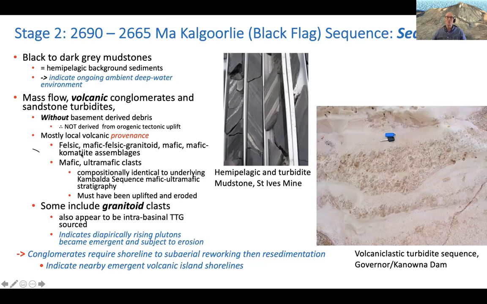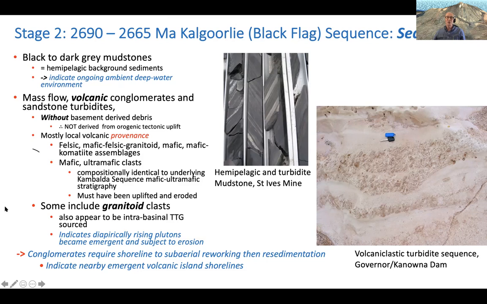There are different compositional associations, from purely felsic to mixed felsic to granitoid to purely mafic to mixed mafic and komatiitic. Very importantly, the mafic and the ultramafic clasts have been geochemically fingerprinted to be compositionally identical to the underlying basalts and komatiites in the stratigraphic associations where they occur. That means that the older Kambalda sequence must have been at least locally uplifted and subject to erosion at this time. In addition, the granitoid clasts appear to be related to the TTG regional plutonic bodies.